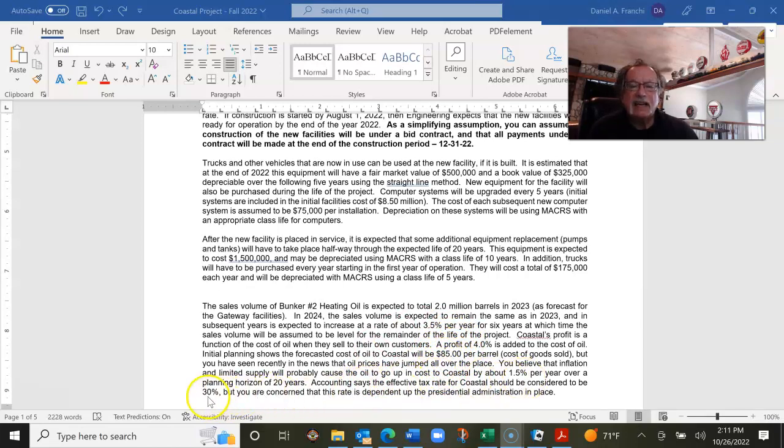I haven't discussed taxes yet, but what I'm giving you is an assumed tax rate of 30%. But again, that number can change depending upon the political situation. So these are just some of the input items, and they're all going to make sense over the next week and a half.